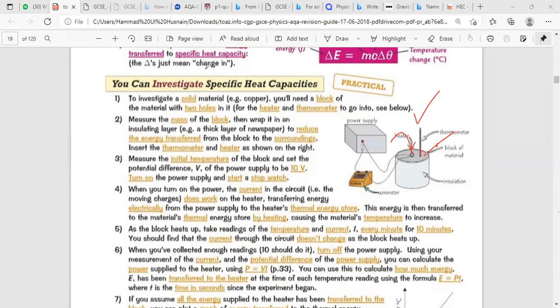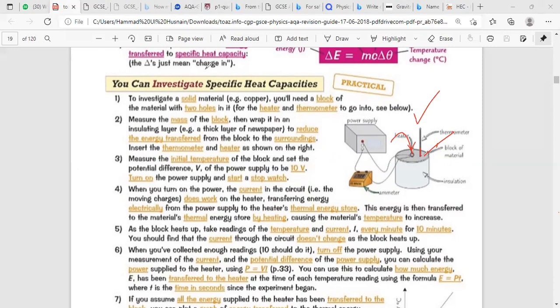Why do we need these two holes? In the first hole we supply the heat to that particular substance of which we need to find the heat capacity. And in the second hole, we put the thermometer in order to keep an eye on the change in temperature. So in the second step, measure the mass of the block, then wrap it in an insulating layer, for example a thick layer of newspaper, to reduce the energy transfer from the block to the surroundings.